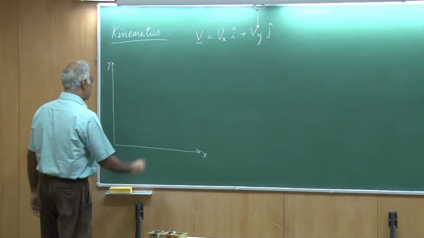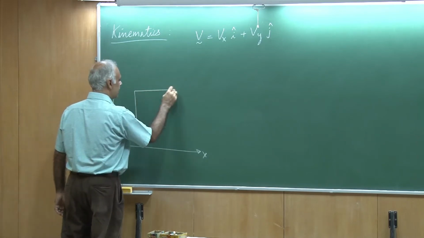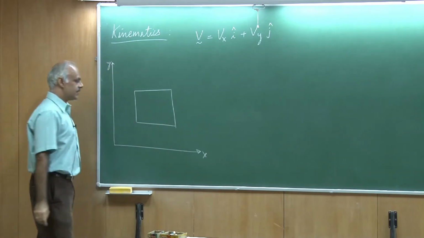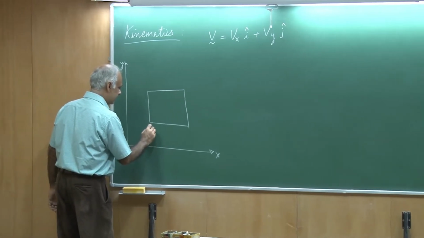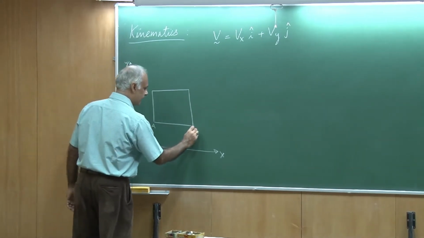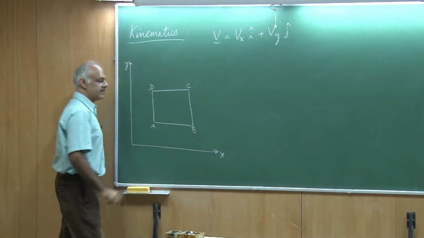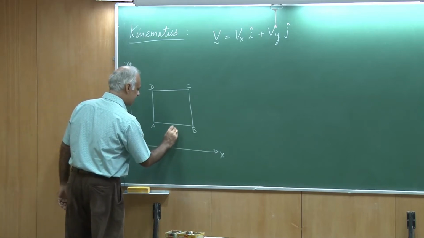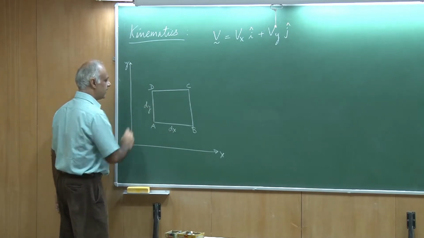Let me begin by talking about the initial state of a fluid element, and for convenience I choose it to be a rectangular element like this. Let me name the nodes of the element A, B, C and D. The length that we are going to consider in the x direction is dx and the one in the y direction is dy.